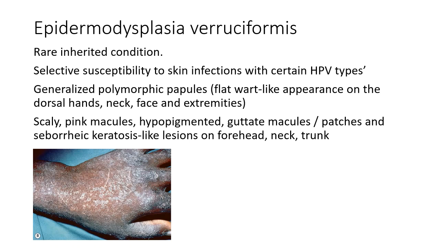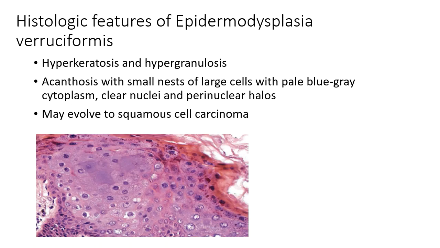Course and prognosis. In immunocompetent individuals, cutaneous HPV infections usually resolve spontaneously. 50% of warts will resolve within 1 year, and 70% of warts will resolve within 2 years. In immunocompromised patients, cutaneous HPV infection may be very resistant to all modalities of therapy.